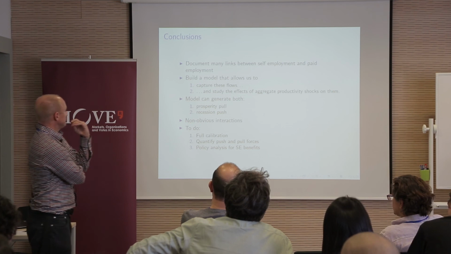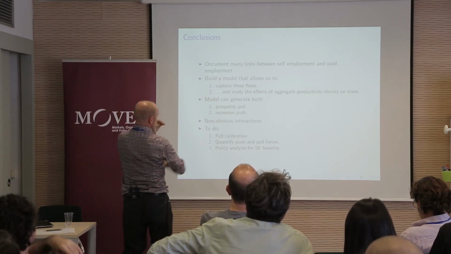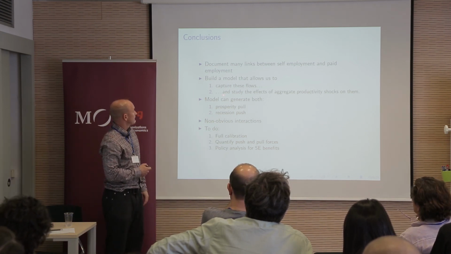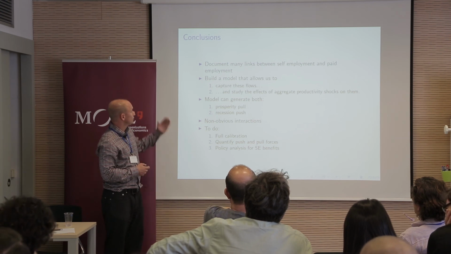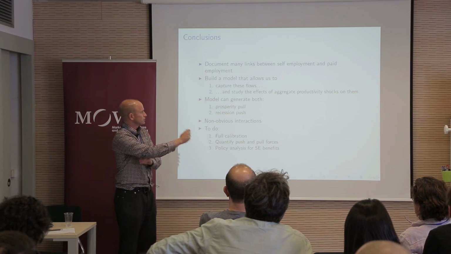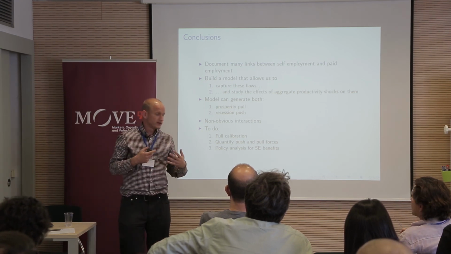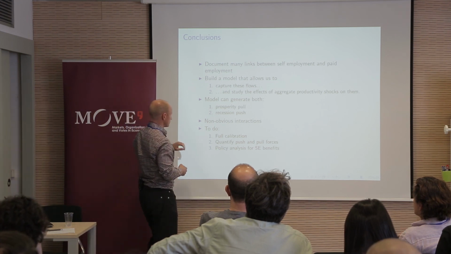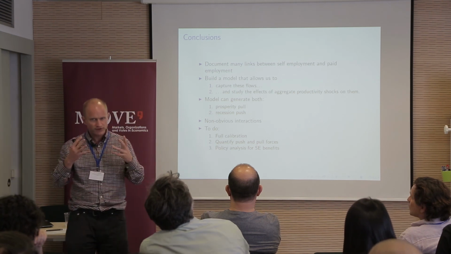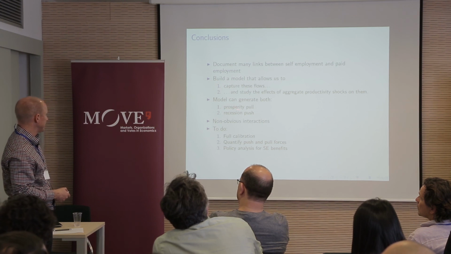So, conclusion. We document in the data many links between self-employment and paid employment, also through unemployment. We still have a lot more work to do there, and a lot of interesting stuff to look at. We build a model that allows us to capture those flows and to study the effect of aggregate productivity shocks on them. The model I showed you can generate both these notions of a prosperity pull and a recession push, which we still want to quantify somehow. So we're looking for the right counterfactuals or measures of doing that. We're still not quite sure how to do that.